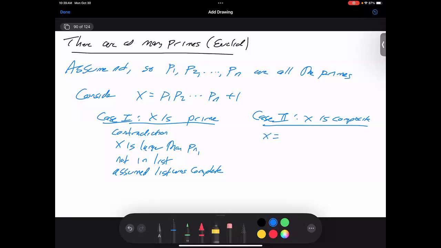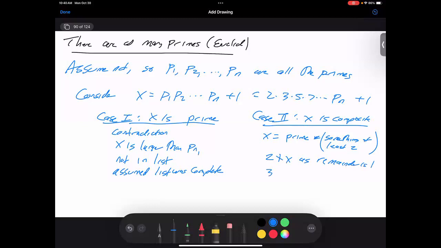So we can write x as a product of 2 numbers. So I can write x as a prime times something at least 2, right? If you're not a prime, you have to be divisible by a prime. And just for definition, this is 2 times 3 times 5 times 7 times ... times Pn plus 1. Can 2 divide x? No, why not? 2 does not divide x as the remainder is 1. Can 3 divide x? No, why not? And all the way to Pn cannot divide x as the remainder is 1. So a prime not on the list divides x.